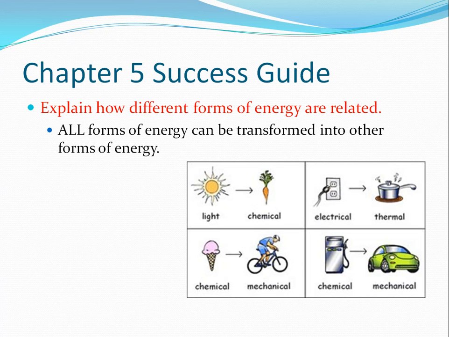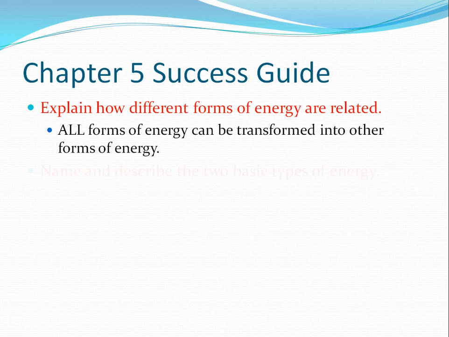We can also see in this picture here an example of light becoming chemical, or electromagnetic in that case, becoming chemical energy for growing a carrot, electrical becoming thermal for running the stove, chemical from the ice cream cone being eaten by the cyclist to give him mechanical energy for propelling the bicycle forward, and then our cars are powered off of chemical energy, or burning gasoline, to move them forward, which is a mechanical energy in that situation.